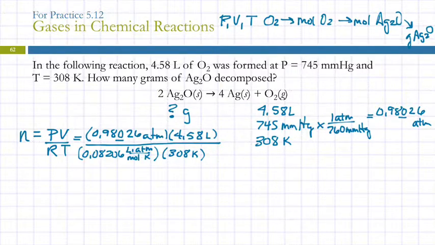So 0.98026 times 4.58 divided by 0.08206 divided by 308.